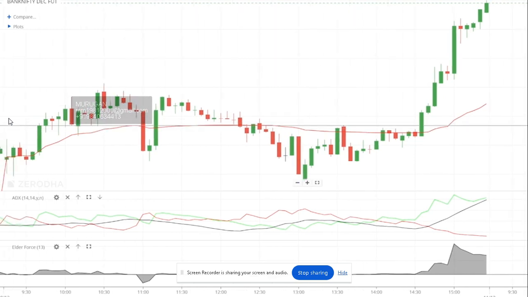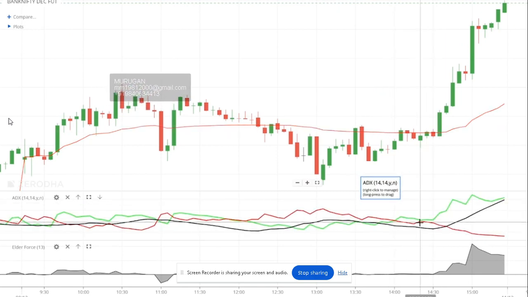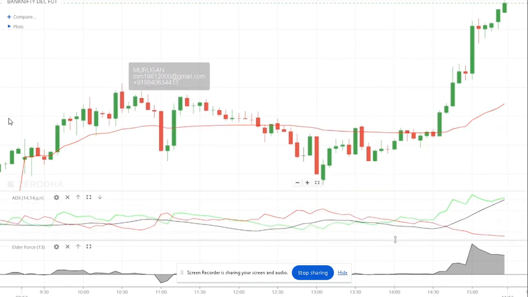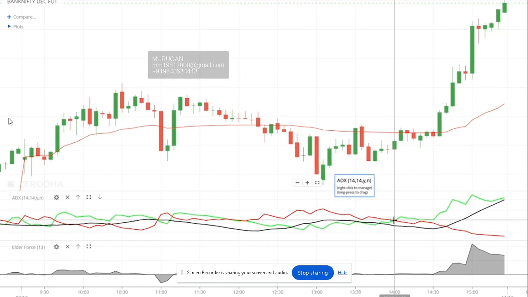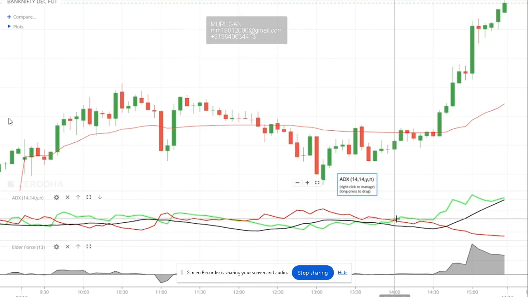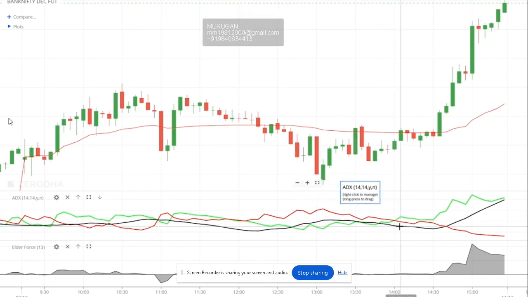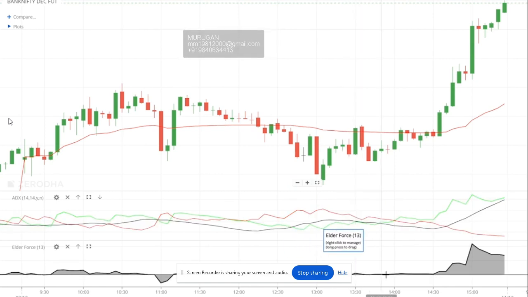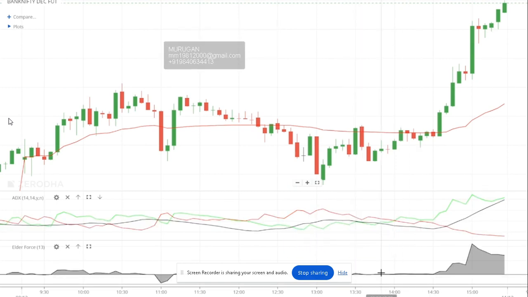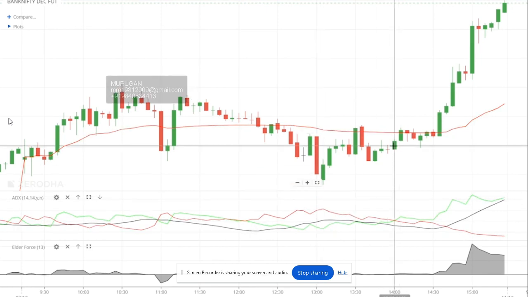Now look here at this point of time, and this is today's intraday chart. At this point of time, the green line has gone above the red line. That means the market is bullish. But again, no confirmation because this ADX is on the downward trajectory. Elder Force Index is flat, no confirmation. Again, the price is below the VWAP, no confirmation. Actually the market turned bullish, but we don't know.